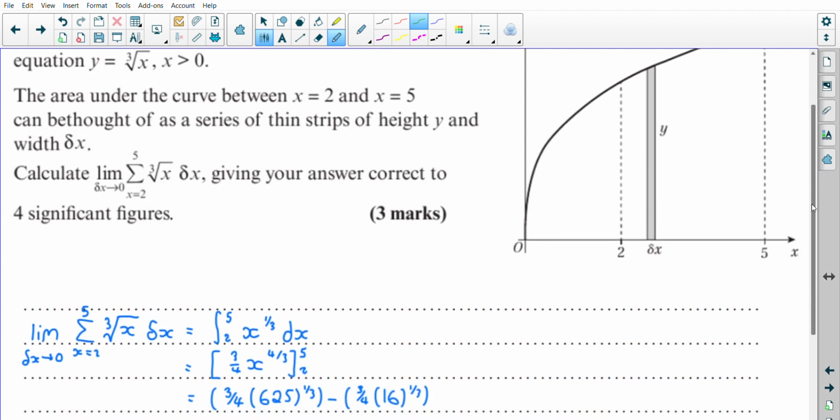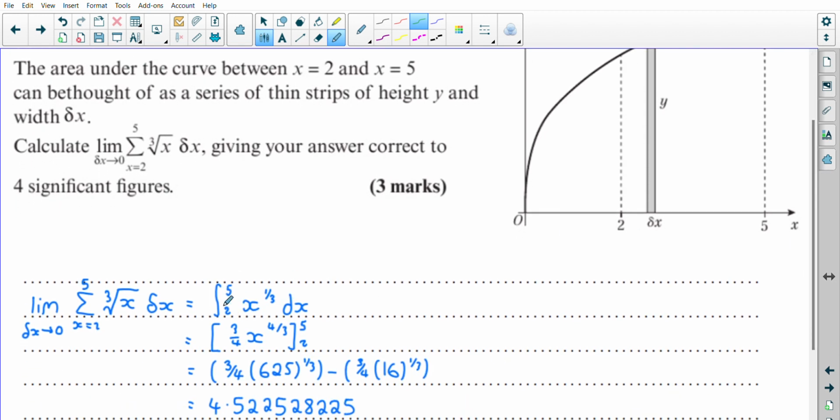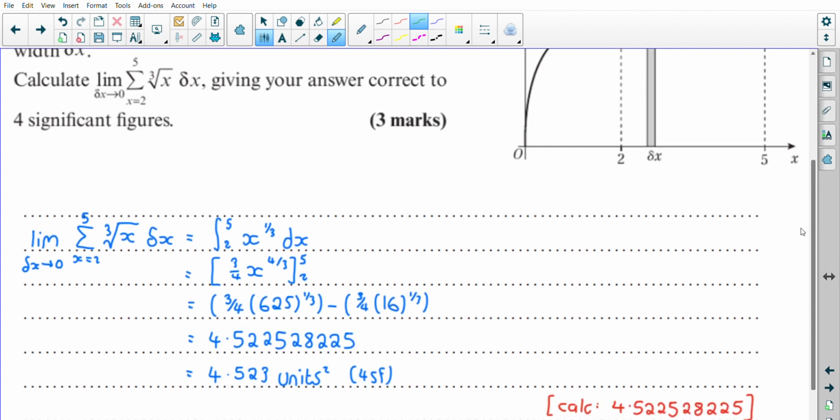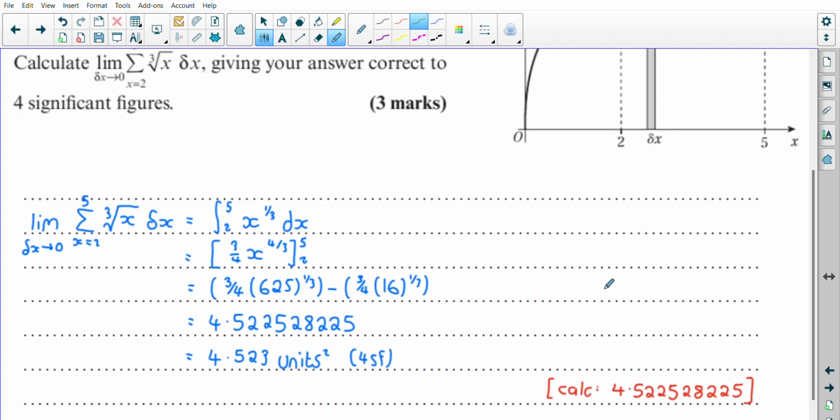let's rewrite the integral as the integral from 2 to 5 of x to the power of a third. That's a nice integration to do, so add 1 to the power, divide by the new power, substitute in your limits, and you get 4.523 to 4 significant figures, and you can check again with your calculator that you do get the same answer as what you got as well.